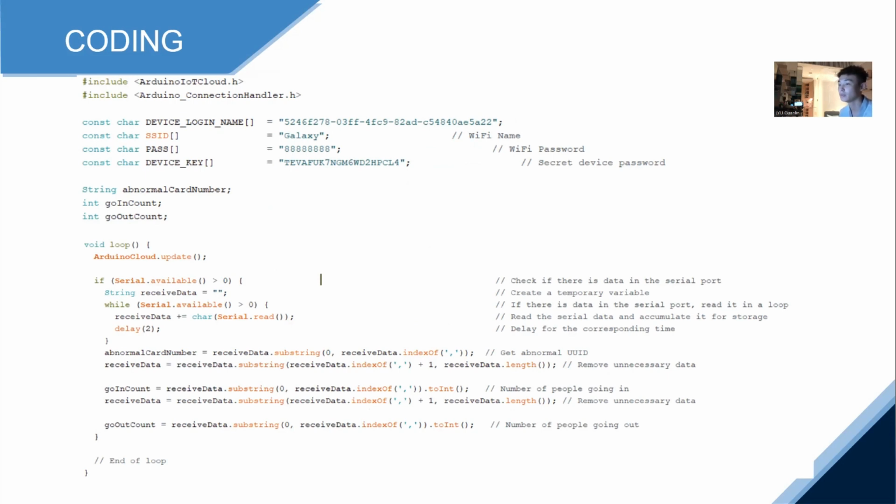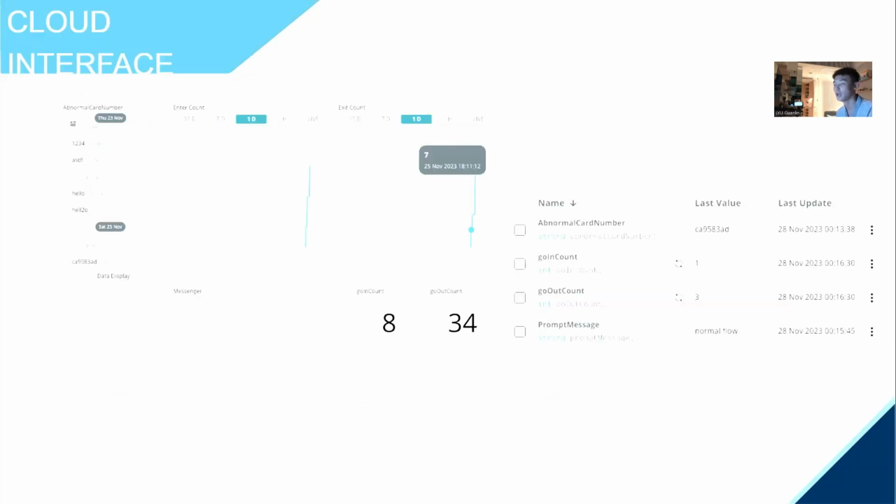This part of the program is for burning to the Wi-Fi module, and we set things like the going in count and the going out count, and also the string for the abnormal card number to upload to the cloud services. Next, let my teammate talk about the cloud interface that we have built.